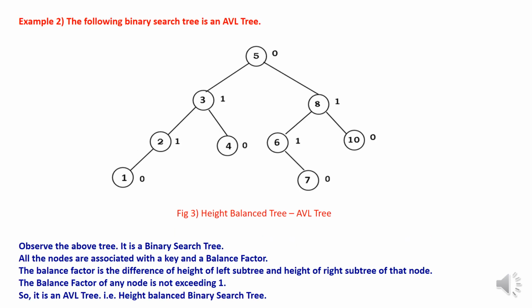Let me explain another example of an AVL tree. Observe the binary tree in the figure. It is a binary search tree. All the nodes are associated with a key and a balance factor. The balance factor is the difference of the height of the left subtree and the height of the right subtree of that node. The balance factor of any node is not exceeding 1. So, it is an AVL tree, that is a height balanced binary search tree.